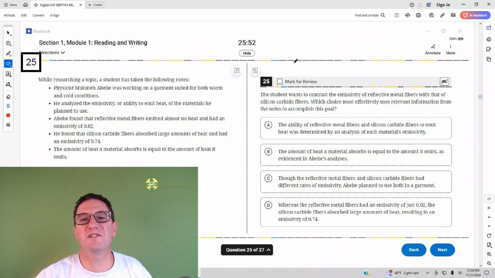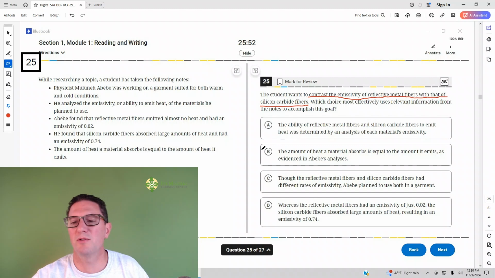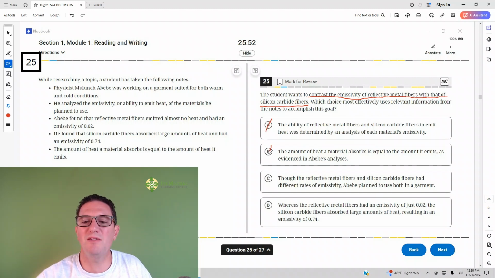25th question from Digital SAT Test 3 Module 1. And this is the part you've got to pay attention to. We've got to contrast the emissivity of reflective metal fibers with that of silicon carbide fibers. A and B don't. C mentions it, but D really digs in and tells you exactly what the emissivity of each is: 0.02 for reflective metal fibers as opposed to silicon carbide fibers, which is 0.74, and that really captures the contrast.